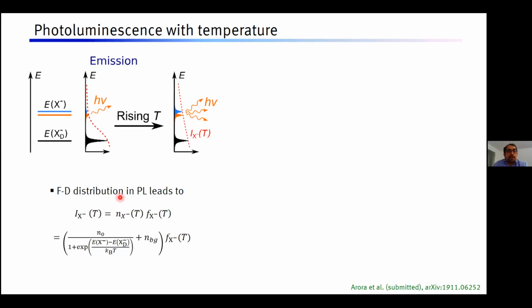Okay, so one can write the photoluminescence as the number density in the bright state multiplied by the oscillator strength in the bright state. So one has to consider both things, the oscillator strength and the number density. The number density is written again by a Fermi-Dirac distribution, where X minus X_D is the energy separation between the bright and dark state. And this is the oscillator strength.